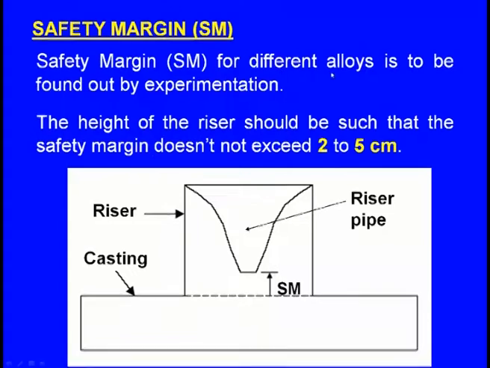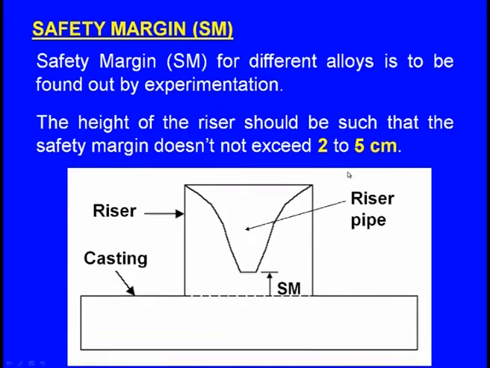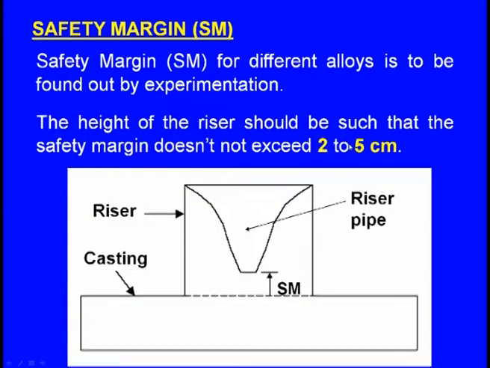Safety margin for different alloys is to be found out by experimentation. The height of the riser should be such that the safety margin does not exceed 2 to 5 centimeters. If the safety margin is more than 5 centimeters, certainly there would not be any shrinkage cavity, but that is a wastage of the riser material. Whatever length of the riser is covered in that safety margin is waste. On the other hand, it should not be too small. In such a case there may be a shrinkage cavity, and it should not be negative. So, the safety margin should be between 2 to 5 centimeters.